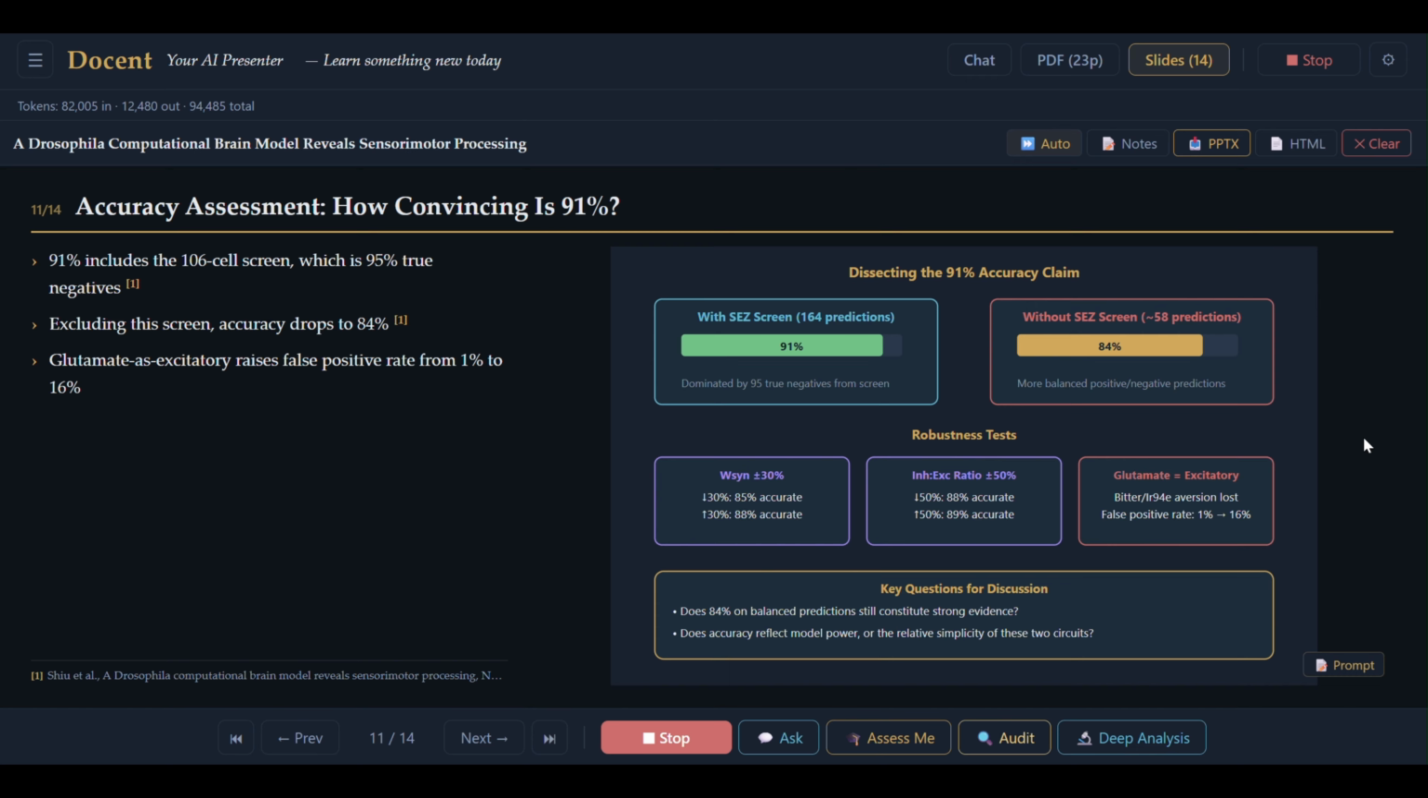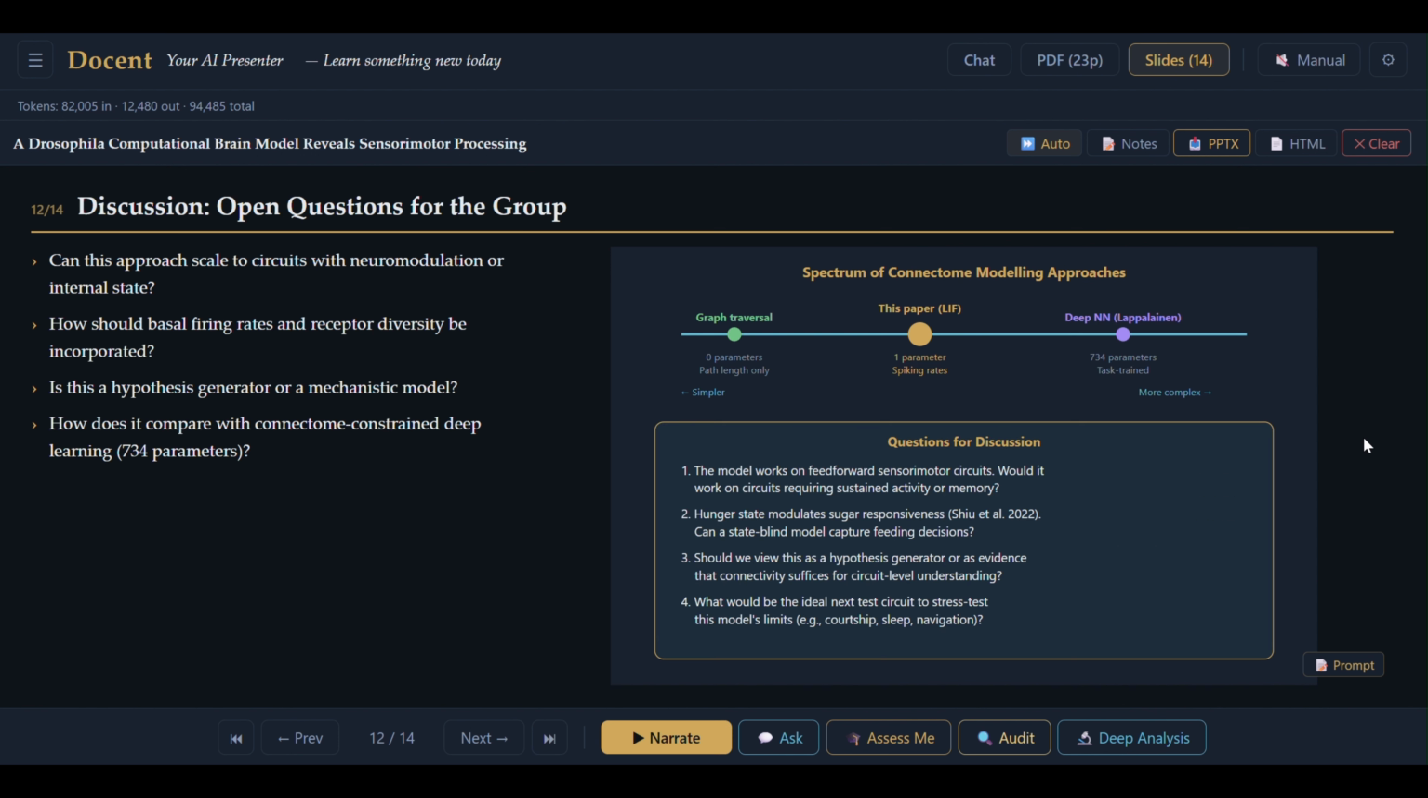A broader question. The two circuits tested, feeding initiation and antennal grooming, are both relatively compact feed-forward sensory motor circuits. Would this model work on circuits with recurrence, sustained activity, or heavy neuromodulation? The C. elegans data from Randi et al. suggest the answer may be no.